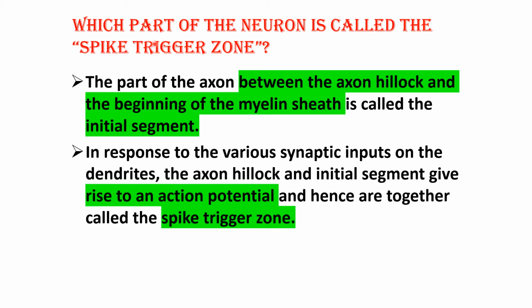Now, one question is: which part of the neuron is called the spike trigger zone? The part of the axon between the axon hillock and the beginning of the myelin sheath is known as the initial segment. Now, in response to the various synaptic inputs on the dendrites, the axon hillock and initial segment give rise to action potential and hence are together called the spike trigger zone.